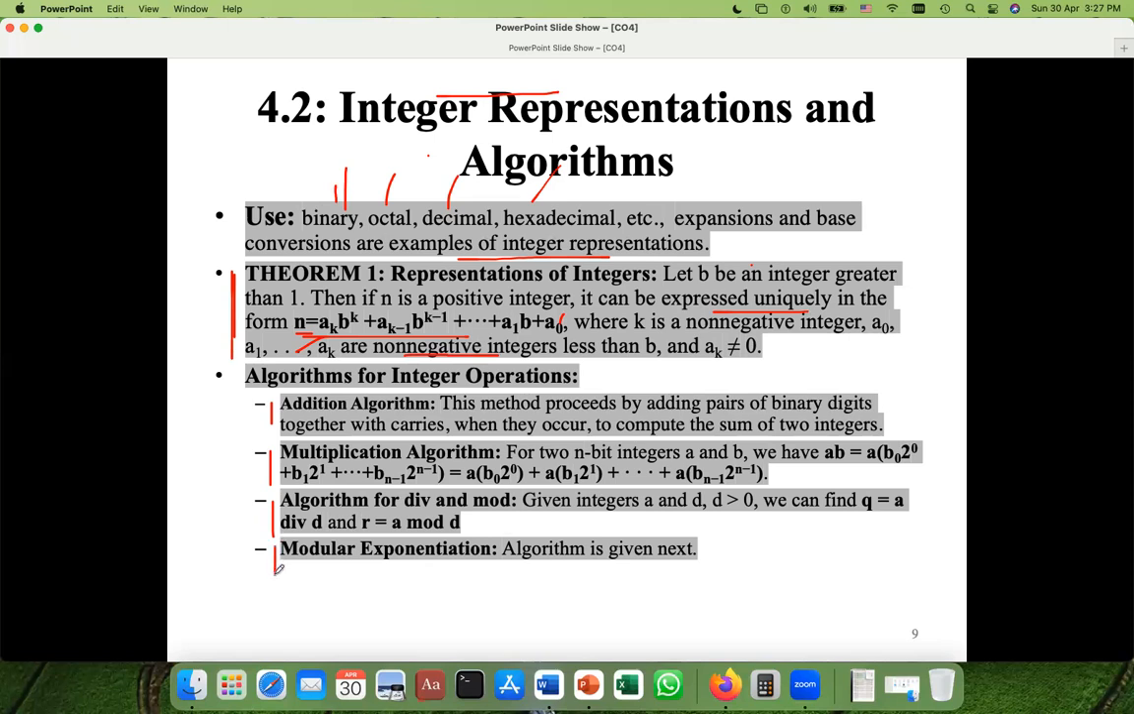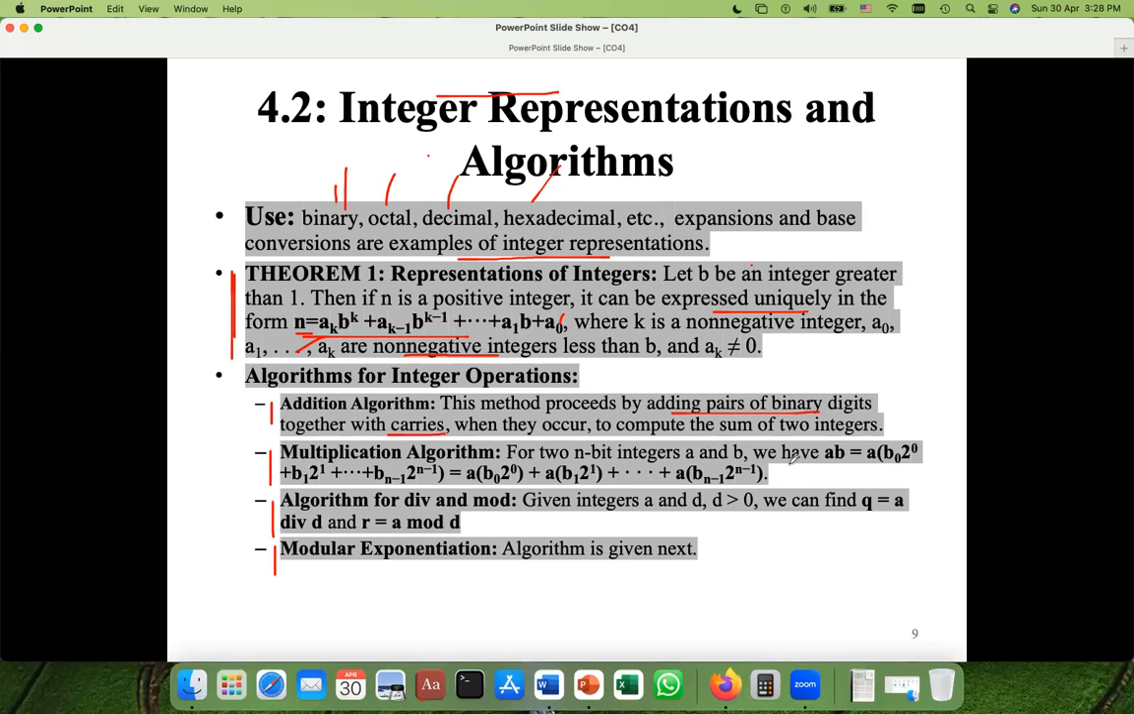This one is a little bit different: modular exponentiation. So if you have two binary strings, you know that you can add their digits one by one, and if there is a carry, you can transfer that carry to the next one. So adding pairs of binary digits and moving their carries, this is simple.